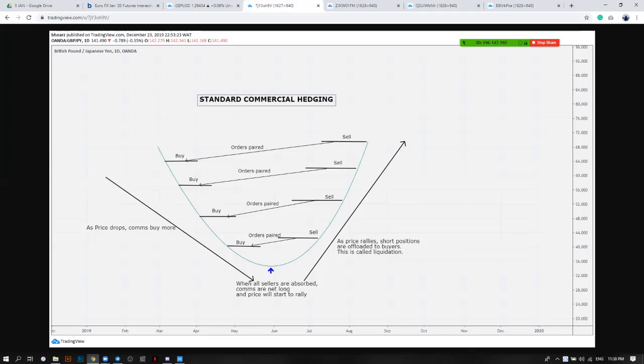Absorbing more sellers in the sense that they're doing the opposite of what you're doing. So while you're selling, they're buying. Okay, as you're selling, they buy. They buy from you. As you sell, you're selling to them.